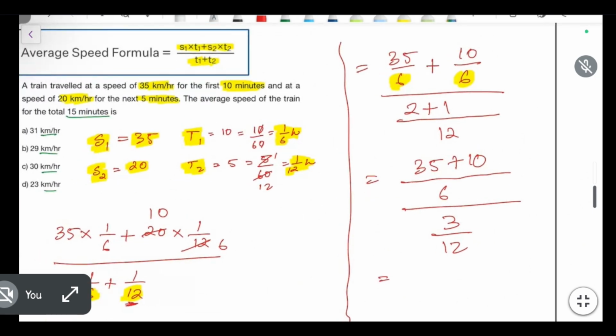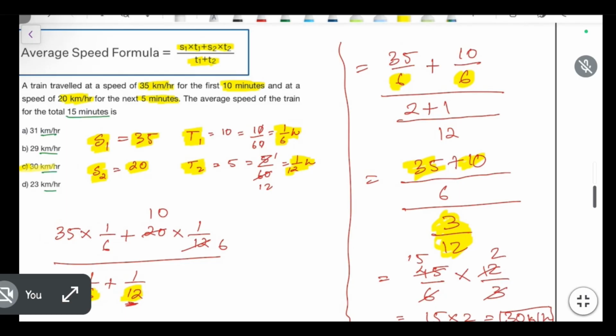Now let us sum this. 35 plus 10 is 45 divided by 6. We have a fraction in the denominator. Shall I write its reciprocal directly? This can be written as 12 by 3. So 6 twos are 12 and 3 ones are 3, 3 fives are 15. So we have 15 into 2, which is equal to 30 kilometer per hour.